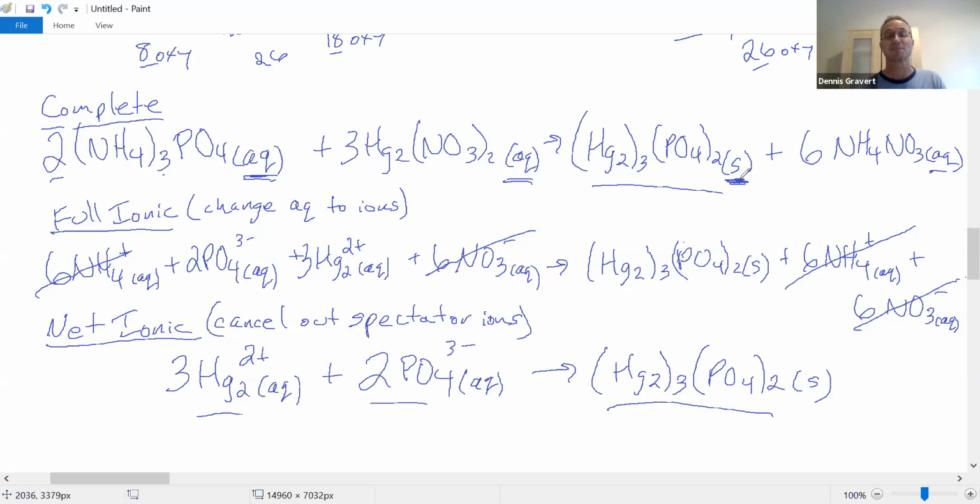So if you recognize this is precipitation, mercury I phosphate has this formula. And within that formula, hey, there are 3 mercury atoms, so 3 mercury ions, I should say. And then in this formula, there are 2 phosphates. So yeah, 2 phosphates, and boom, you've got the net ionic equation right away.